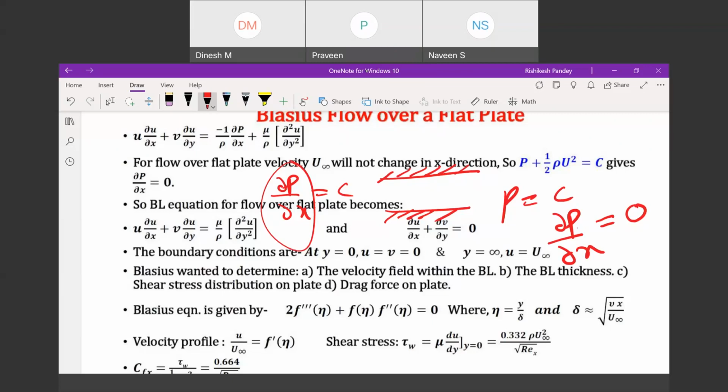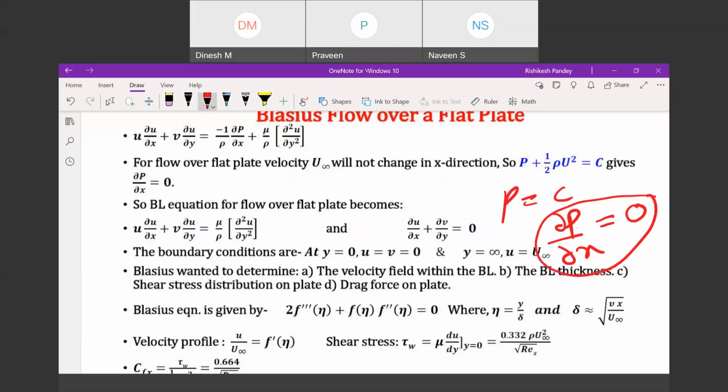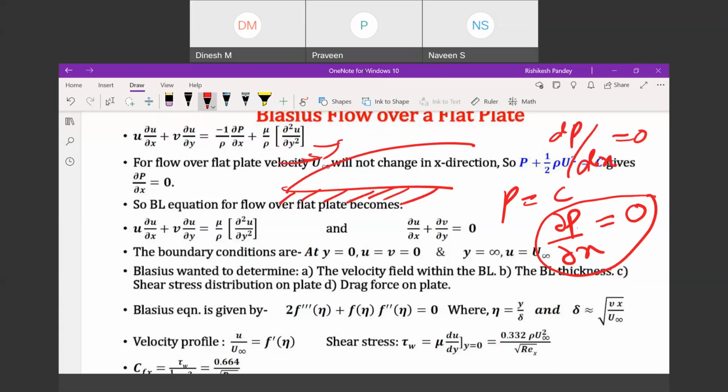Do you remember? This was there. The final equation itself, if you remember the velocity equation itself, there you can notice there was dp by dx. But here dp by dx itself is 0. So flow over a flat plate, in this case, dp by dx is 0 or pressure is constant.